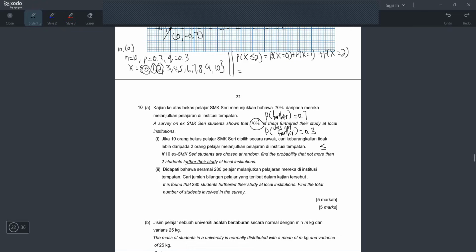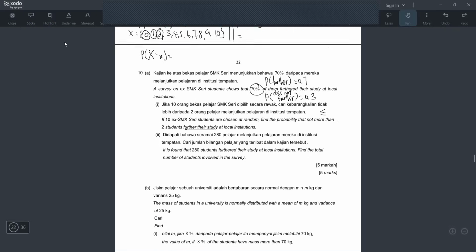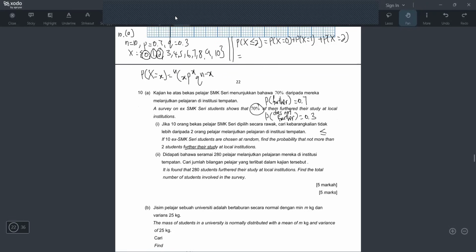Okay, what is the formula to find probability for binomial distribution? There is a formula, right? Okay, what's the formula? Do you remember? Let's write the formula here. Px equals NCX P power X Q power N minus X. This is the formula that you have to memorize. You have to remember. So let's write for Px equals 0.